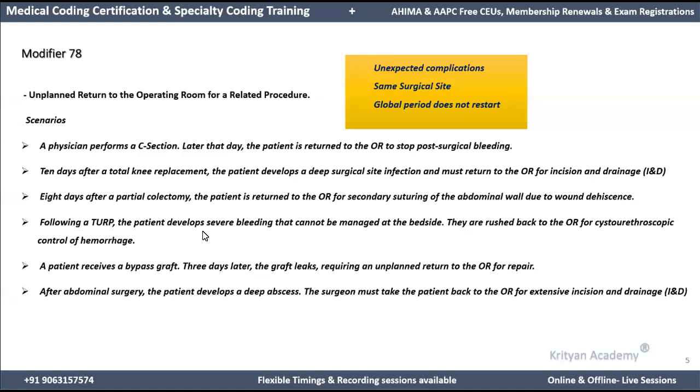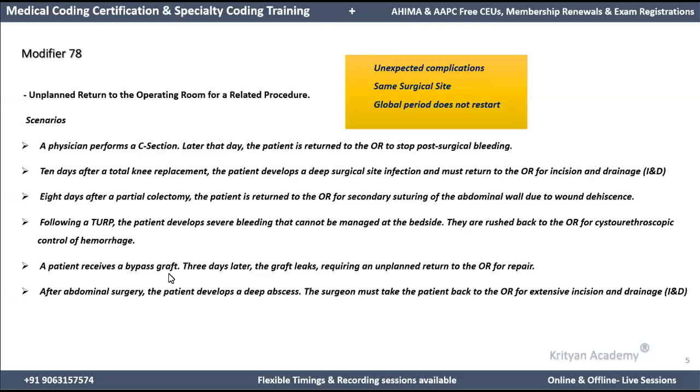And following it up, this is a prostate surgery and the patient develops a severe bleeding that cannot be managed at the bedside. They are rushed back to the operating room for cystourethroscopy control of hemorrhage. So this is related to the surgical site only. So for this also, we will code cystourethroscopy control of hemorrhage and give the modifier 78.